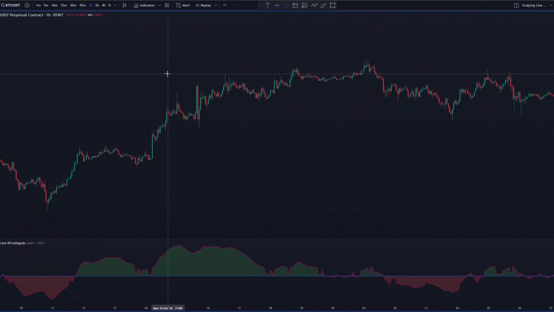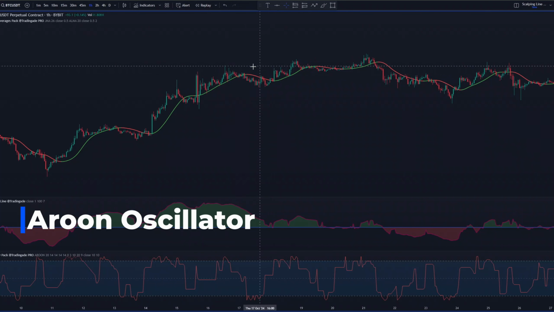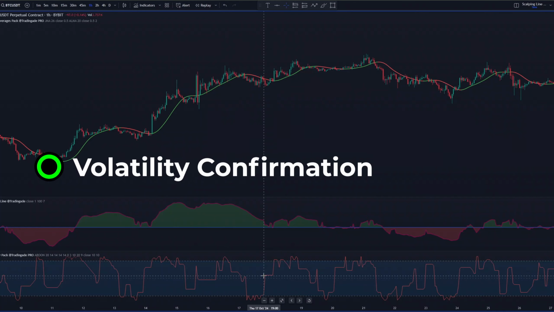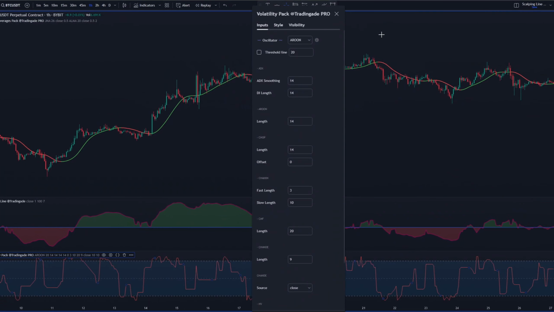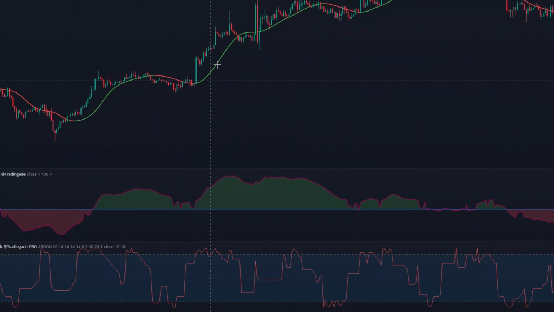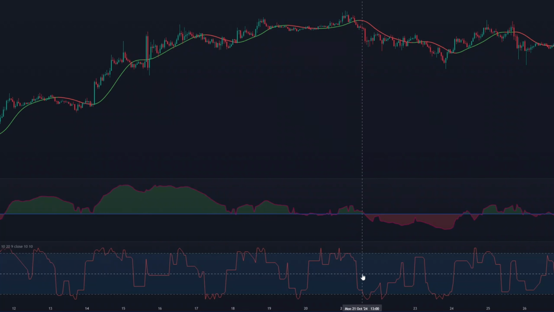Then we're gonna use two other rules in order to generate our entry signals. The second rule will be based on the moving average, while the third rule will be based on the Aroon oscillator. We're gonna use the moving average as our trend confirmation, while the Aroon oscillator as our volatility confirmation. We're gonna use the JMA, the Zurich moving average, based on the 26 length, and the volatility pack by TradingView Pro. We're gonna allow long positions whenever the price is above our moving average and our Aroon oscillator is above the zero line, which represents a bullish confirmation. Conversely, we're gonna open short positions when the price is below the moving average and the Aroon oscillator is below the zero line, this middle line.